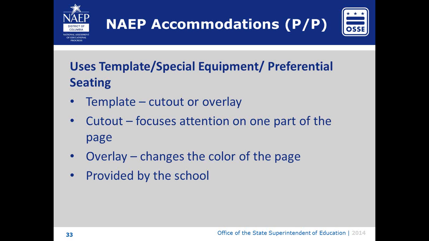Sometimes students require a template or special equipment to respond, or they may require special seating away from distractions. A template may be a cutout or an overlay. A cutout is designed to obscure the other parts of the page. An overlay is a clear colored sheet that changes the color of the page and enhances the contrast between the writing on the page and the page itself. These are provided by the school, and the student should be used to using these for instruction and/or testing. It should not be introduced if the student doesn't already use it as an accommodation.